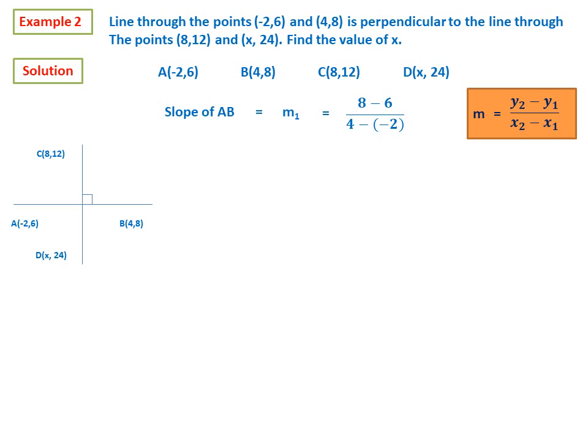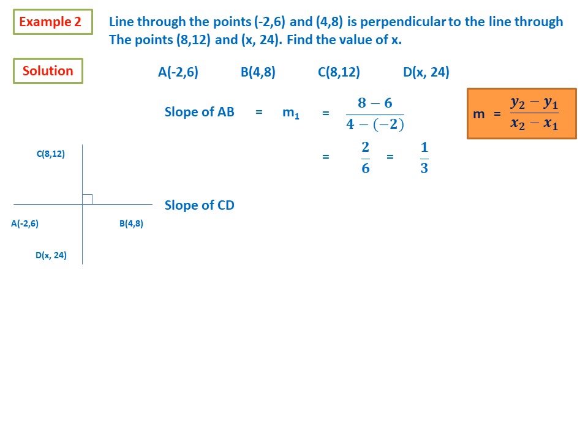y1 by x2 minus x1. y2 is 8, point B, and minus 6, point A. So y value 8 minus 6. Similarly, x value 4 minus minus 2. So this is our m1. Of course, you can simplify this one. This is 2 by 6. Then you can simplify this one, 1 by 3.